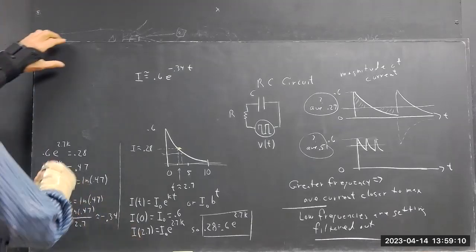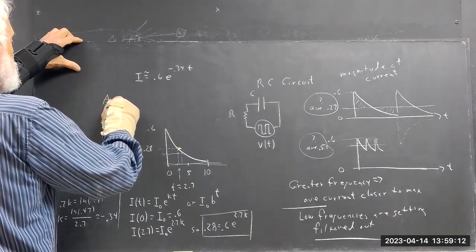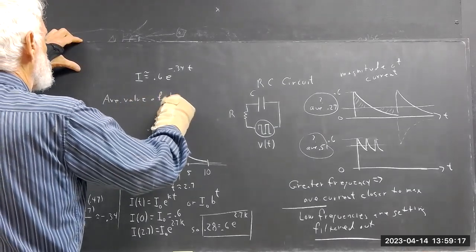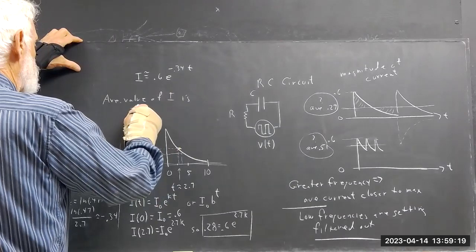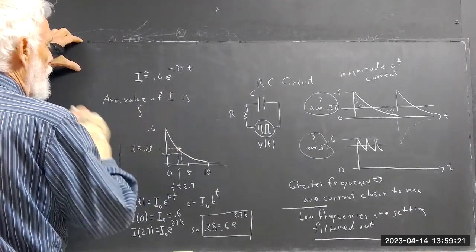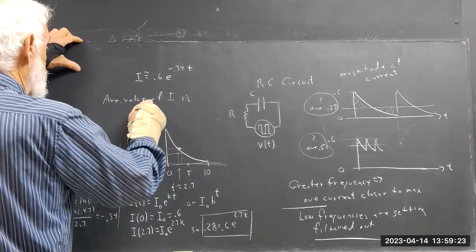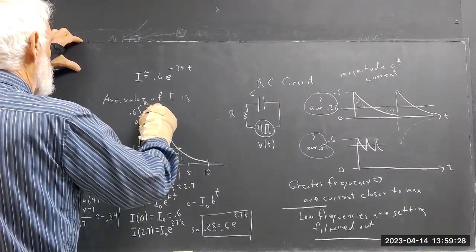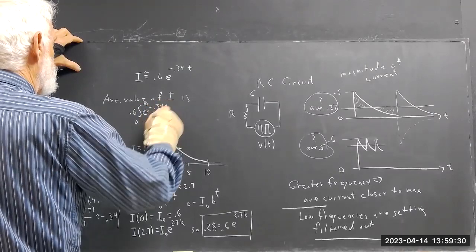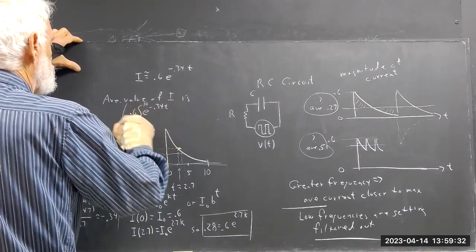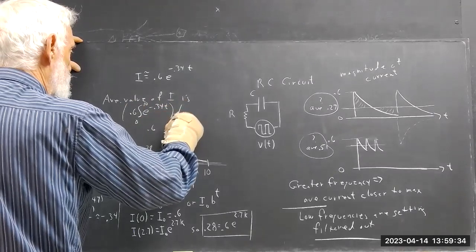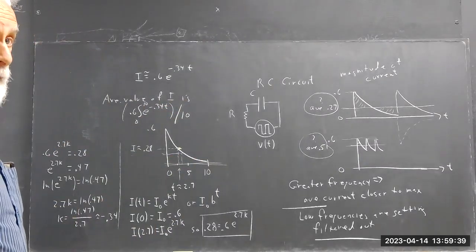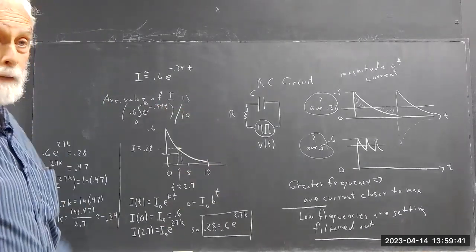What's the average value? It's the integral from 0 to 10 of 0.6 e to the negative 0.34 t divided by the length of that interval. That's the whole idea of average value. That's how you calculate an average value.